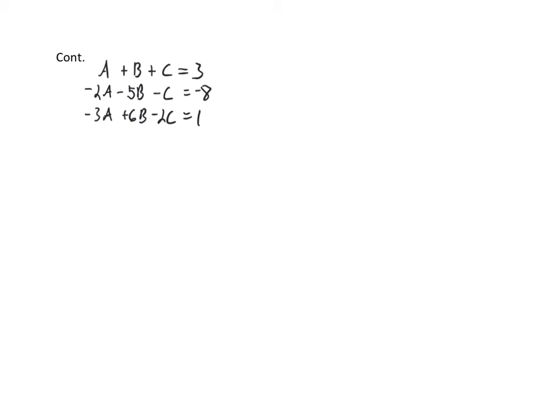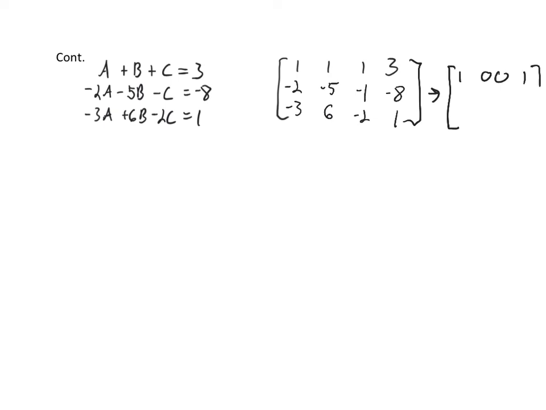That makes a linear system, and you may or may not recall, we use the graphing calculator to solve these systems. I'll post a video below on how to use your graphing calculator to do matrices. Essentially, we have this matrix: 1, 1, 1, 3; negative 2, negative 5, negative 1, negative 8; and negative 3, 6, negative 2, and 1. Using our graphing calculator, this becomes 1, 0, 0, 1; 0, 1, 0, 1; and 0, 0, 1, 1. What we've shown is that A is 1, B is 1, and C is 1 with this matrix. This is my A value, my B value, and my C value.